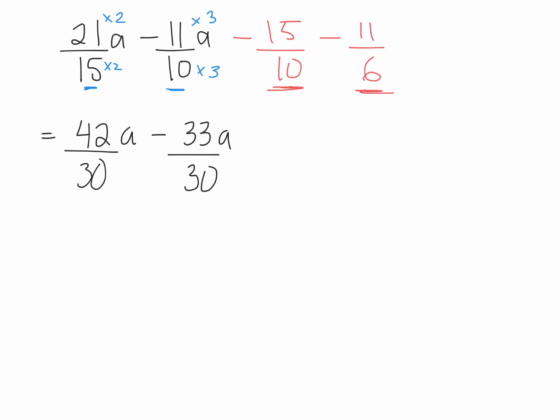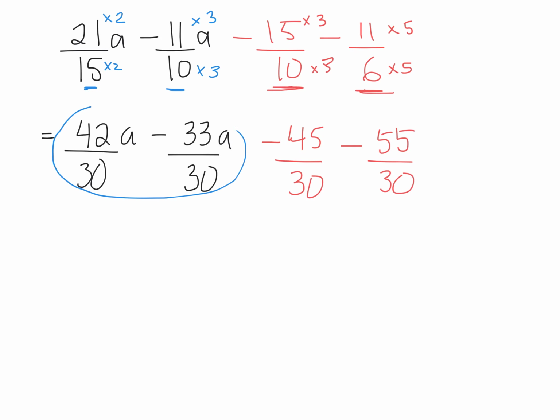Now for the second part, what's a common denominator of 10 and 6? Yep. 30 again, okay. So 10 times 3, multiply this by 3, and 6 times 5 gives me 30, multiply the numerator by 5. So I have minus, what's 15 times 3? 45 over 30 minus 55 over 30. Now, can I simplify this?